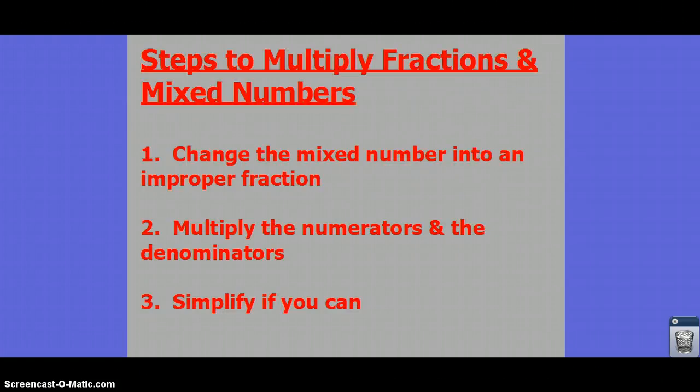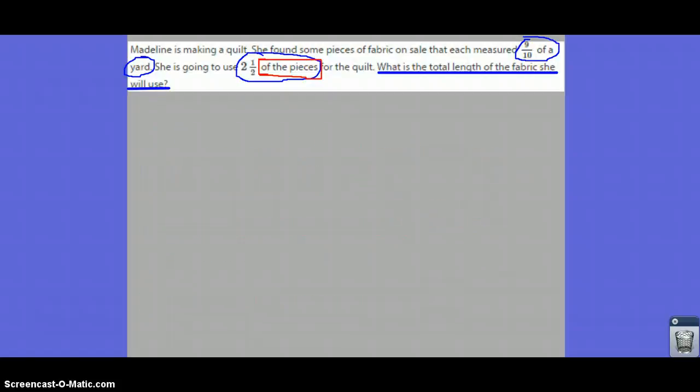Alrighty, the third way you're going to see fractions multiplying with others is multiplying fractions with a mixed number. What you'll do is change the mixed number into an improper fraction, and then multiply the numerators straight across, multiply the denominators straight across, and simplify. Sounds familiar, huh? Okay, so let's look at this next question.